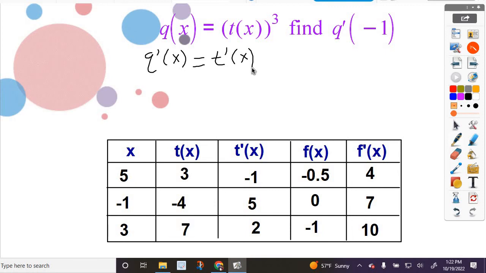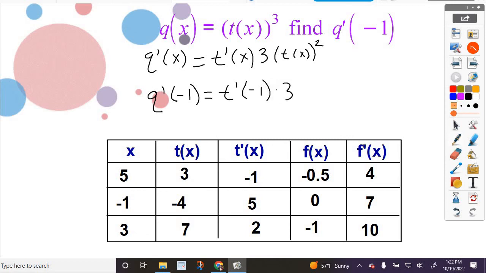So then, what's my outside stuff? Stuff to the third power. So what is the derivative of that? 3t of x squared. Okay. So that would be my derivative. And then what am I wanting to do with that derivative? Find it. Plug in negative 1. So I have t prime of negative 1 times 3 times t of negative 1 squared.